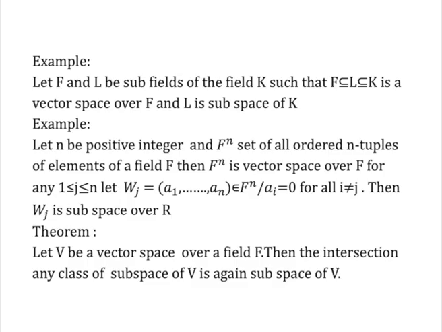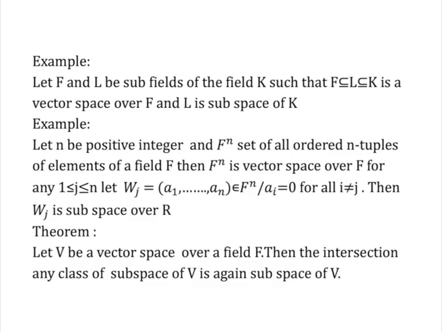Next example: let n be a positive integer and F^n be the set of all ordered n-tuples. N-tuples means a1, a2, and so on, n-tuples of elements of a field F. Then F^n is a vector space over F. For any j with 1 less than or equal to j less than or equal to n, let Wj be the set of all (a1, a2, ..., an) belonging to F^n such that ai equals 0 for all i not equal to j. Then Wj is a subspace over F.